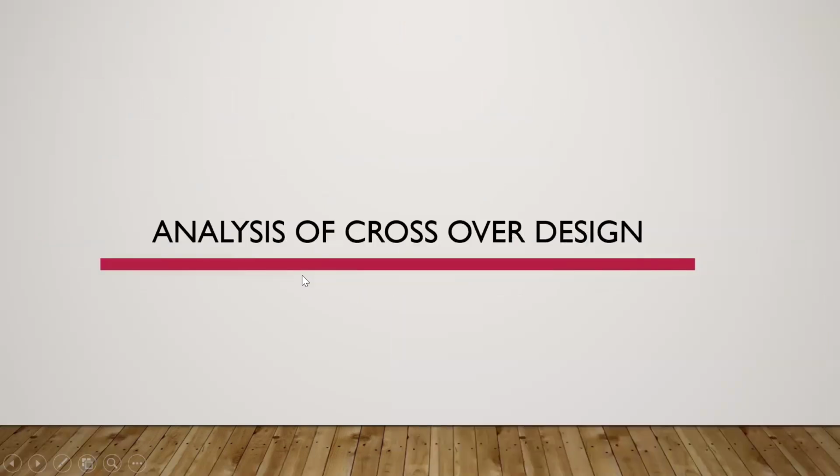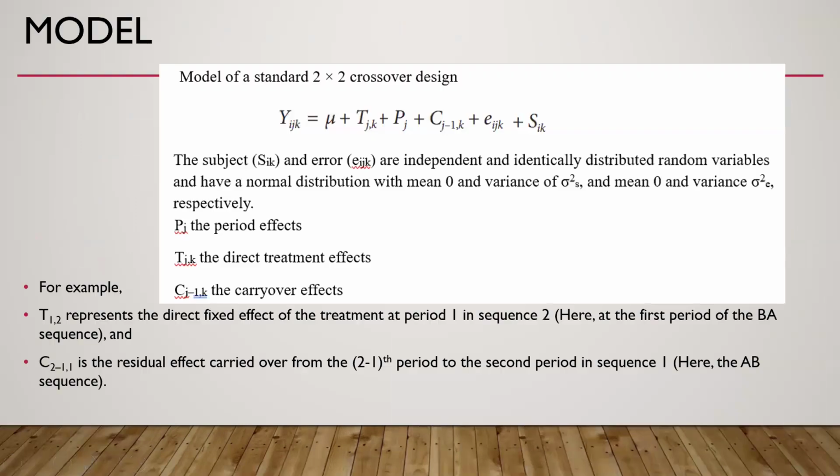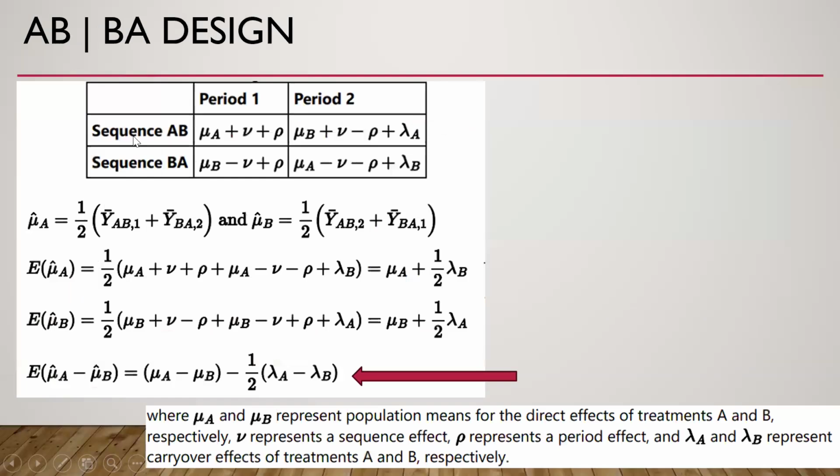So how do we do the analysis of a crossover design? Let us see the nomenclature here. This is the model. The result is equal to the summation of the treatment effect, the period effect, the carryover effect, and error terms and terms due to various subjects. So this is the model which we assume.